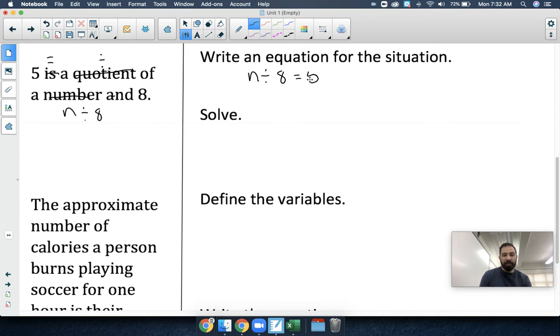N divided by 8 equals 5, or you could write it like a fraction, n over 8 equals 5. Either one of those is correct, just depends on how you want to write it. Then let's solve it. I like to do them as fractions. N divided by 8 equals 5. Get rid of the 8, and we're left with n equals, and 8 times 5 is 40.